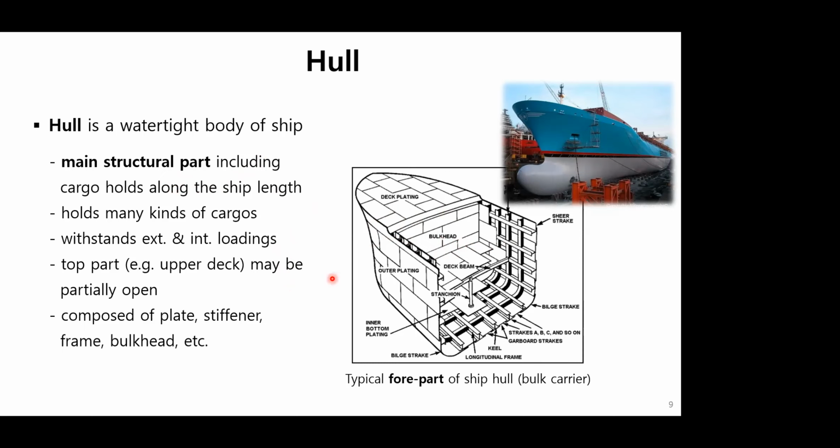A structural complex, hull is composed of plates, stiffeners, frames, bulkheads, and so on. This figure shows the inside of a part of the hull of a bulk carrier, which carries grains or coal. It looks quite complicated and composed of many different types of structural elements. However, you see from this photo, the outside of the hull is quite simple and smooth.